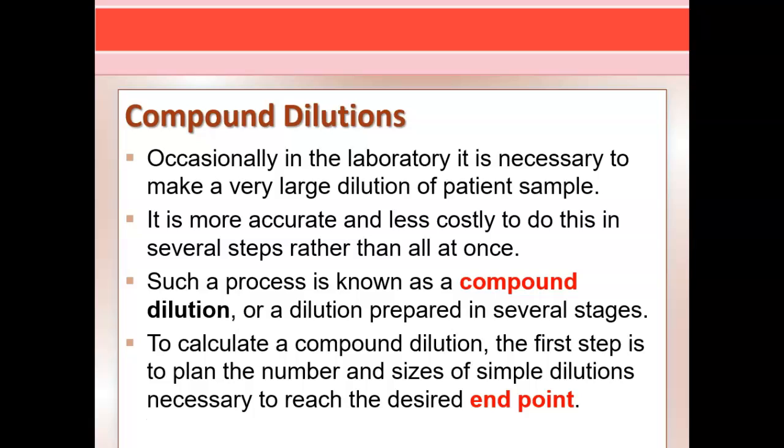And why would we need to do this? Because occasionally in the lab, we need to make a very large dilution of a patient sample. And it's more accurate and less costly to do this in several small steps rather than all at once. Such a process is known as a compound dilution, or a dilution prepared in several stages. To calculate a compound dilution, the first step is to plan the number and sizes of simple dilutions necessary to reach the desired end point. What's the final dilution that you want?